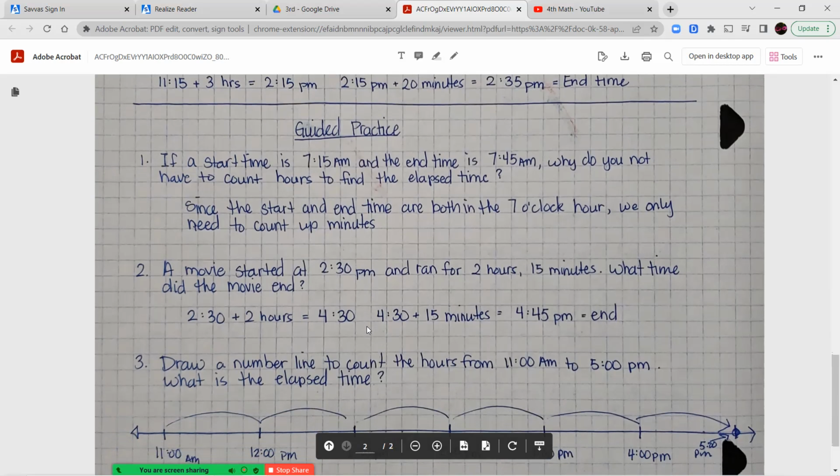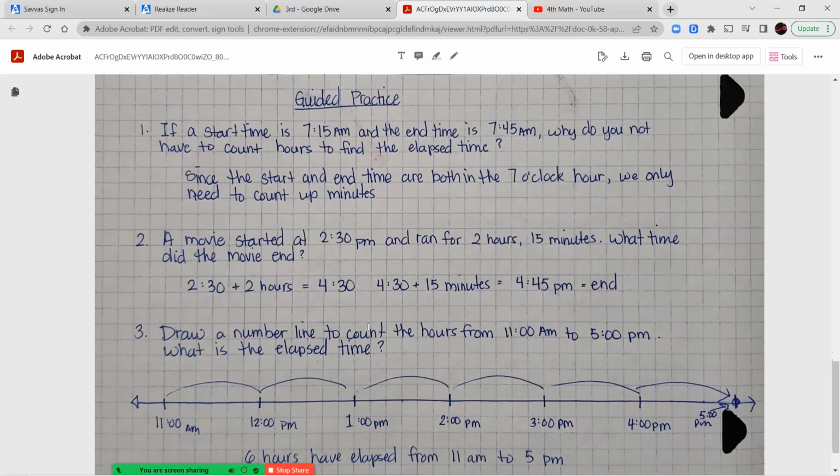Now let's take a look at our guided practice. If a start time is 7:15 a.m. and the end time is 7:45 a.m., why do you not have to count hours to find the elapsed time? Well, since the start time and the end time are both within that 7 o'clock hour, I don't need to add any hours. I'm only moving a few minutes.